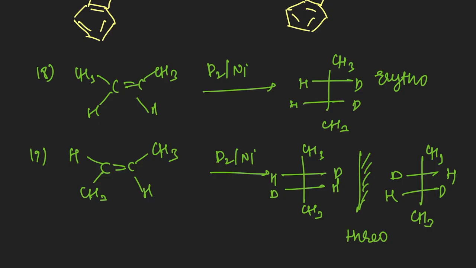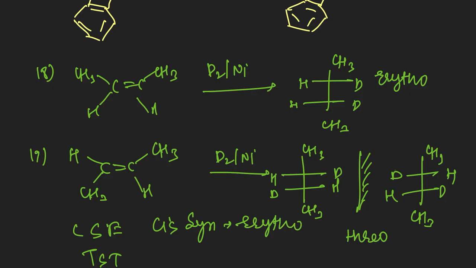Okay. So we have to remember one: CSE and TST. When cis has syn addition, it will form erythro. When trans has syn addition, it will form threo. So this mnemonic we have to remember: CSE, TST. Let's solve some more problems.